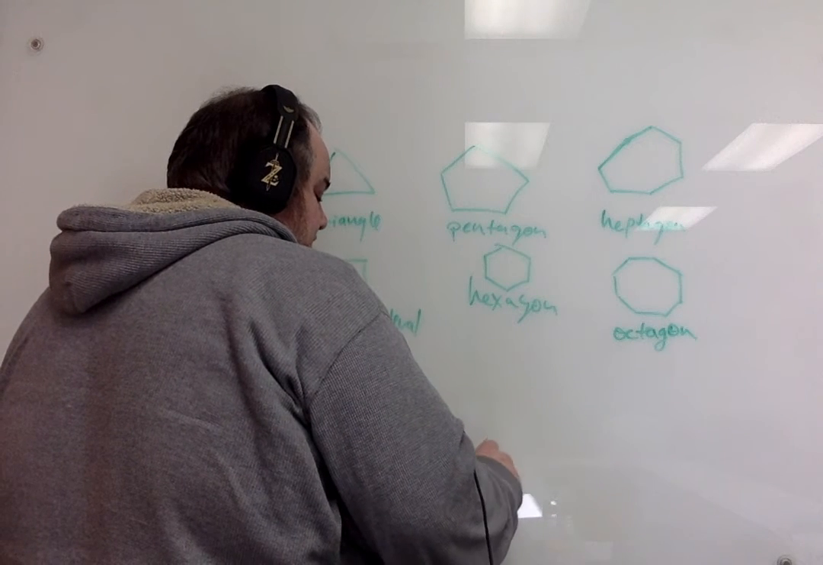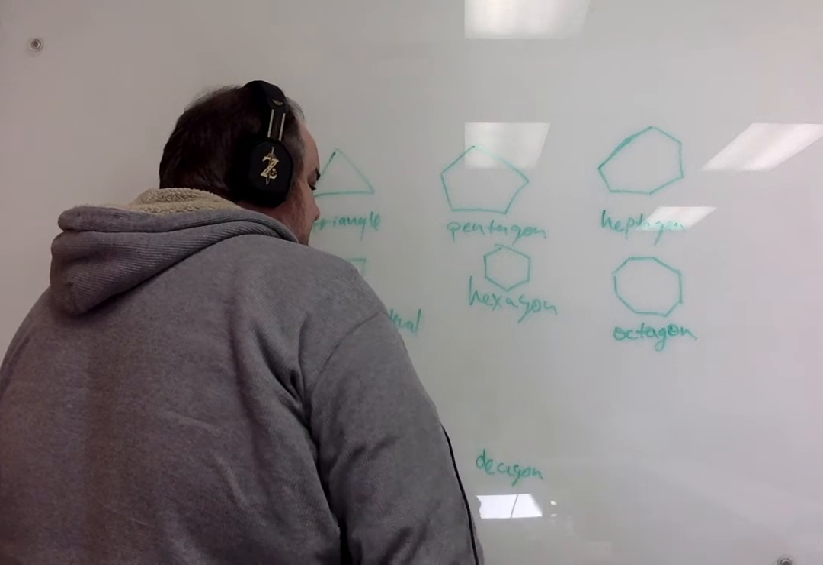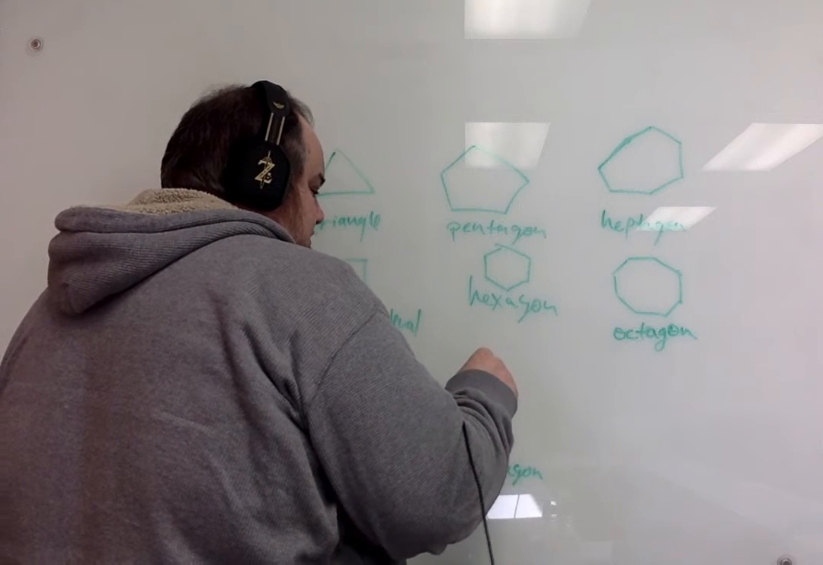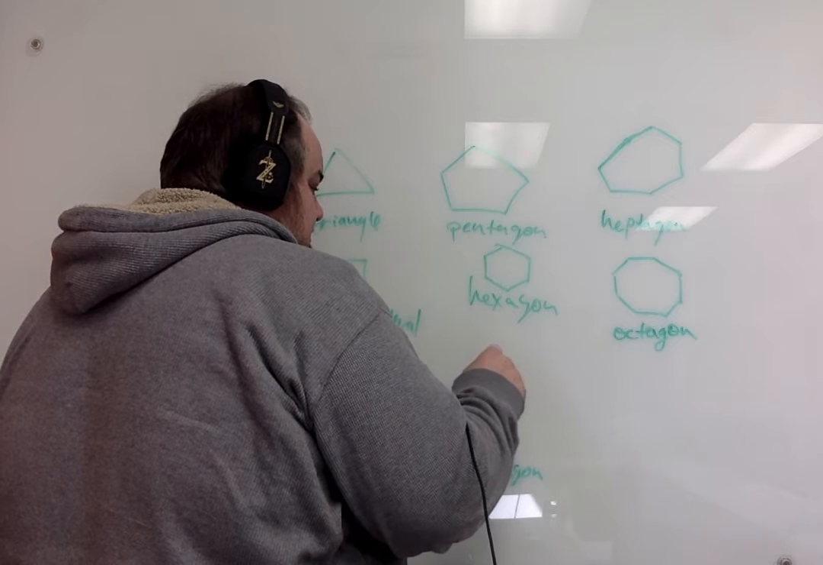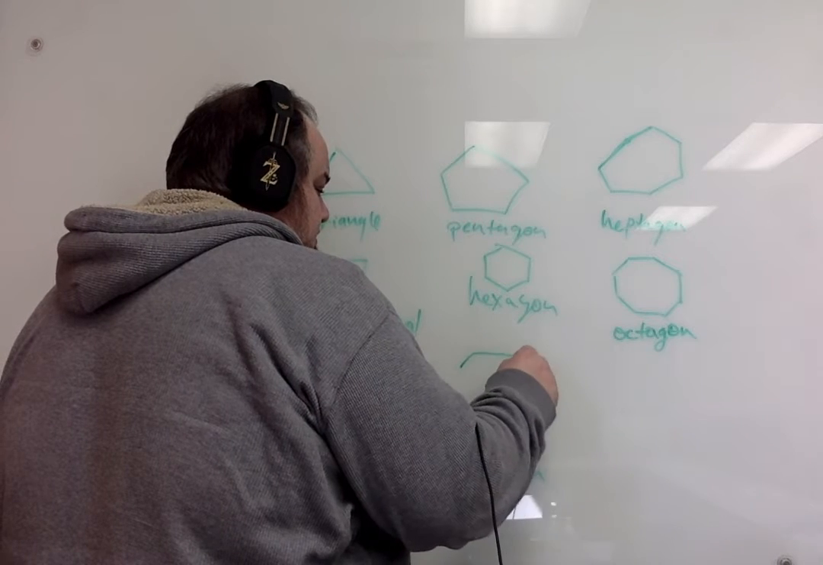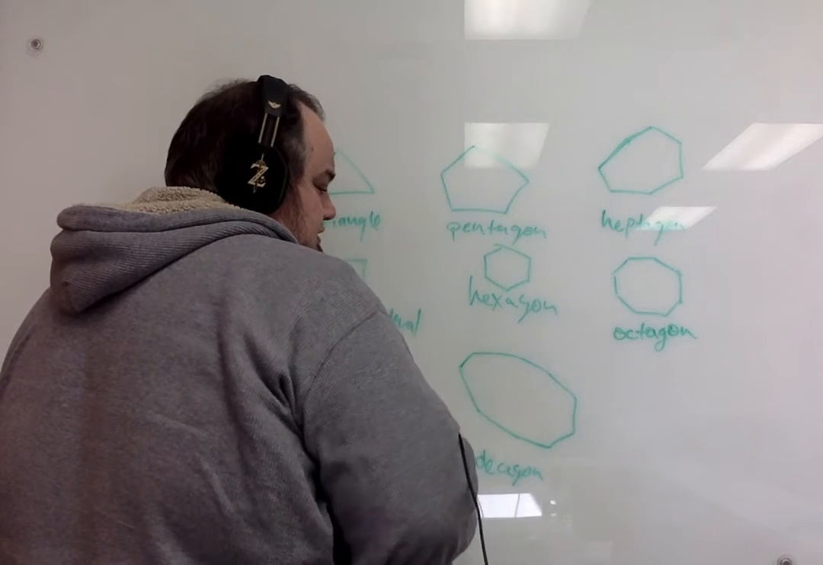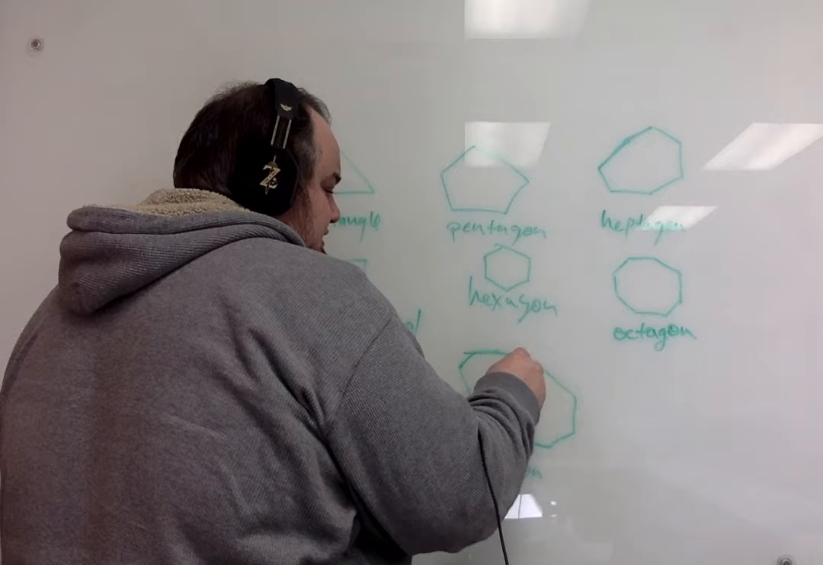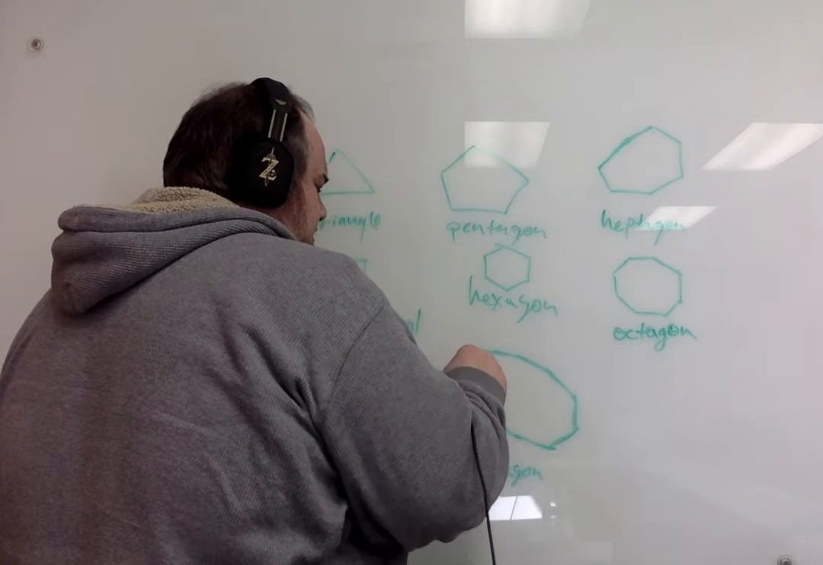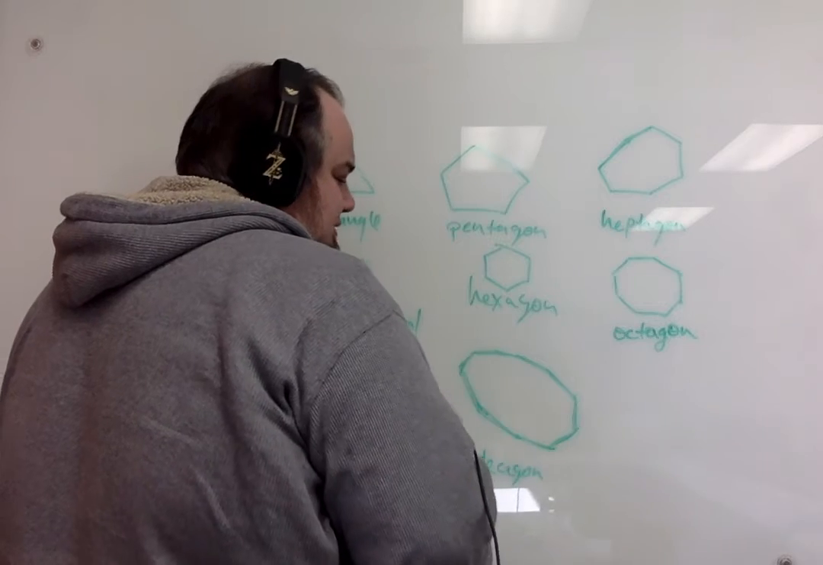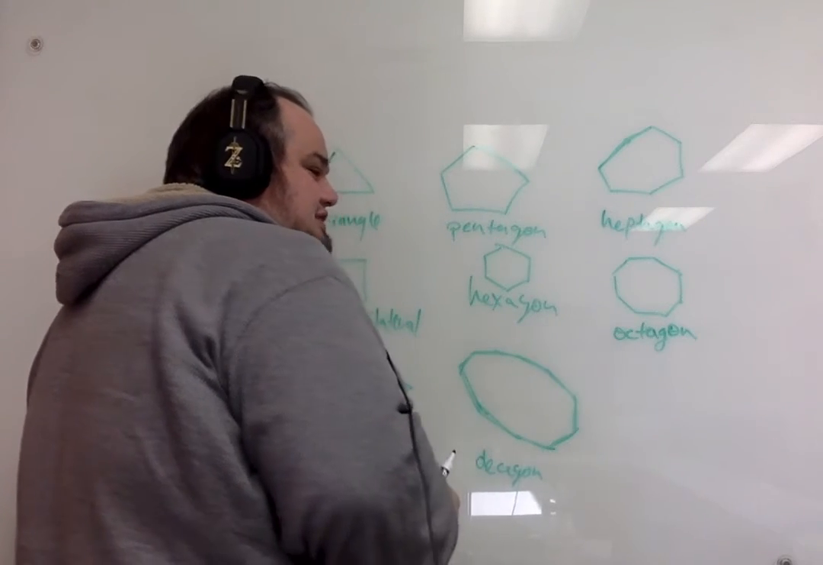So we have a decagon. It has 10 sides. So let's say we did, let's see, 1, 2, 3, 4, 5, 6, 7, 8, 9, 10. So there's these different sides here. 10 different sides. You can see if we draw them with sides like that, they're becoming more and more what appear to be rounded. And then there's a hendecagon.